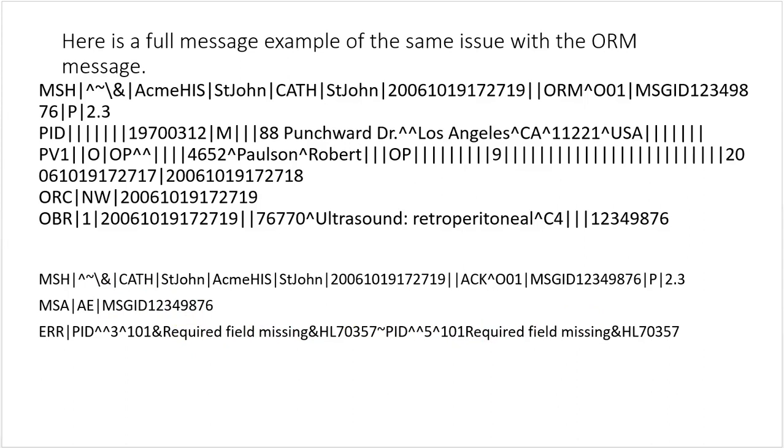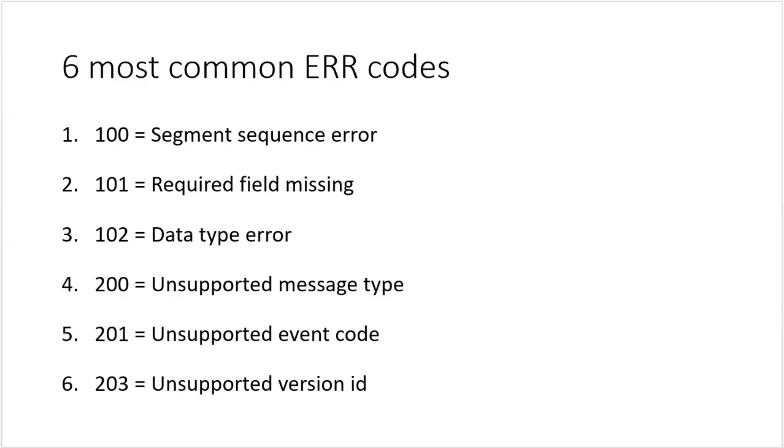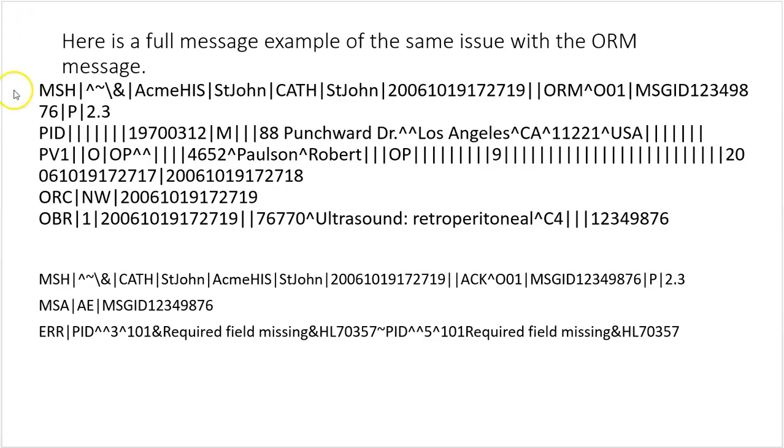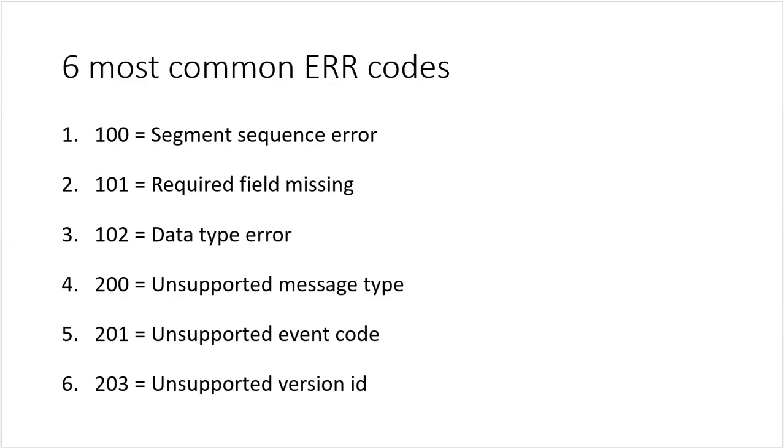So, error codes. 101, required field missing. Here are the 6 most common error codes. 100, segment sequence error. Hopefully you've heard me say this before, but the sequence of the segments matters. So here we have an MSH followed by a PID, followed by a PV1, followed by an ORC, followed by an OBR. The sequence has to be right, or you get error code 100, segment sequence error.